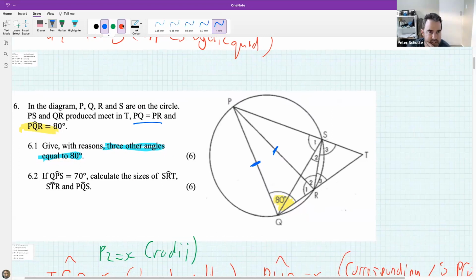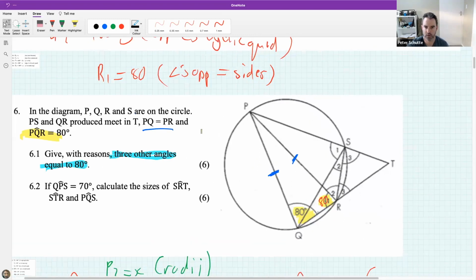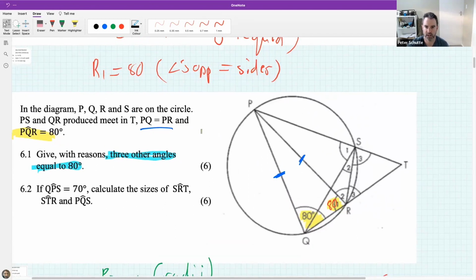Okay, so there's definitely consensus in the chat that R1 is 80, and that's because they've given you these two equal sides, and so it's angles opposite equal sides. And so we know that this one over here is 80 as well. So that's the first part. We still need to find two more. So what else can we find?